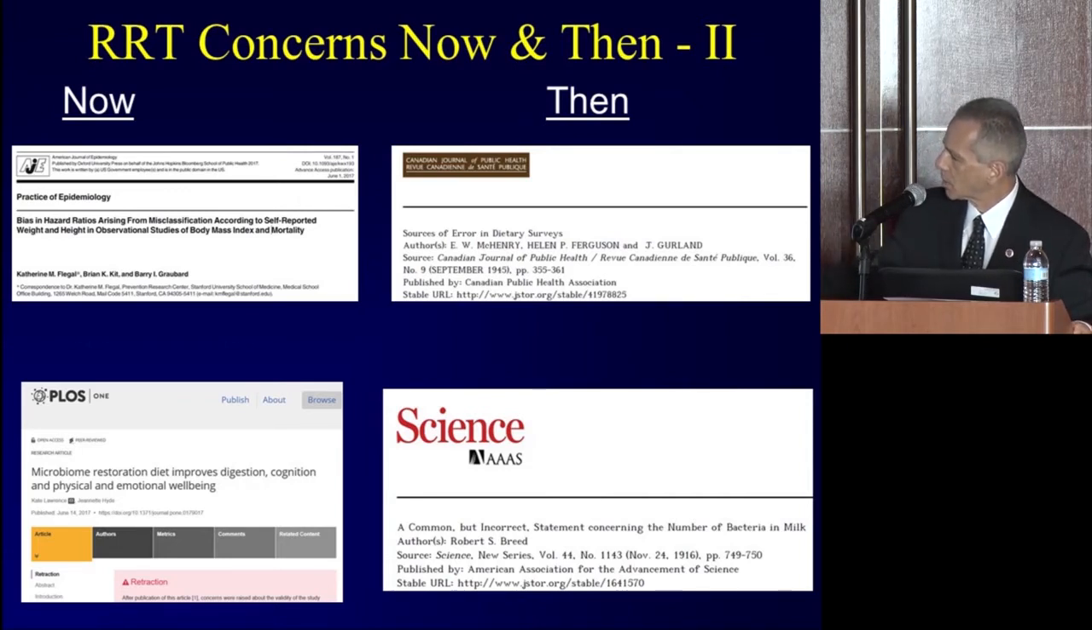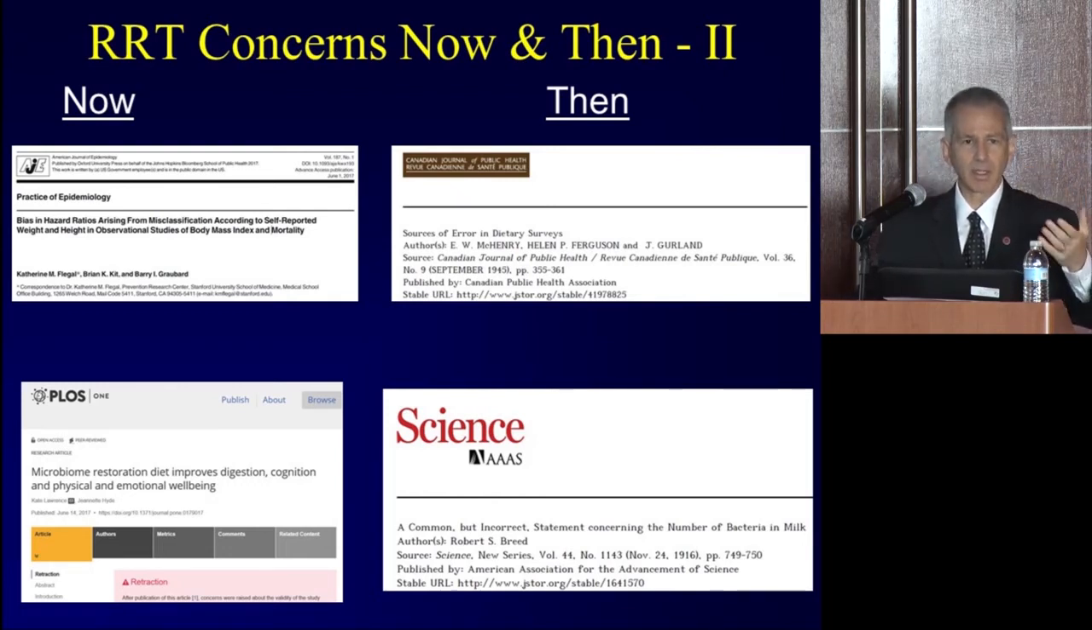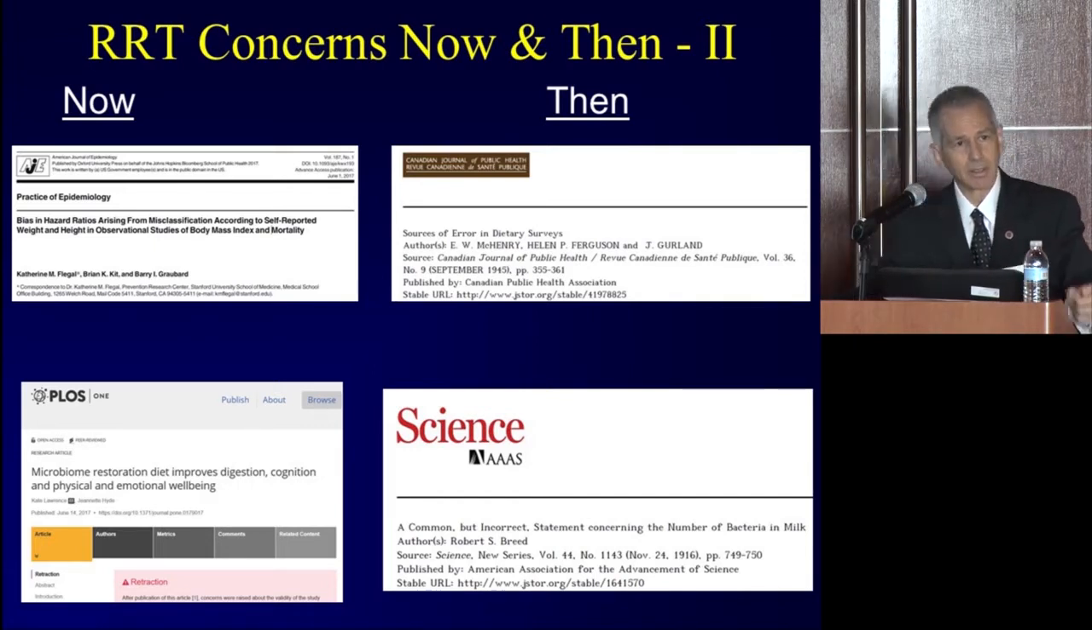And here we have just about, I think less than a year ago, a paper retracted on the gut microbiome. And this was pointing out that there were some problems in the studies. This was a study pointing out that changes in the gut microbiome could have great impact on health, published by an author of a book that was really pushing this kind of gut microbiome-based diet. The study turned out to be a very flawed study. It was retracted. But how different is this than the concerns raised in Science in 1916 about common but incorrect statements, whoops, concerning the number of bacteria in milk and the problems in measuring bacteria?